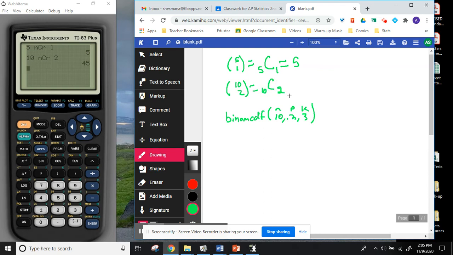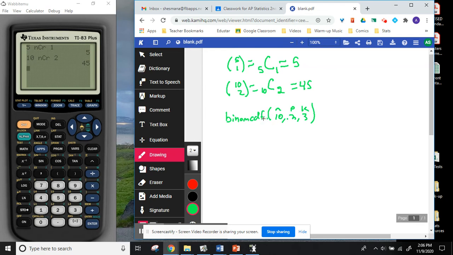So if there were 10 people in the class and I want to choose 2 of you, there are 45 different ways to choose 2 people from a 10-person class. That's what those answers mean. So if you're doing other problems by hand where it requires you to use the binomial probability formula, that's how you do the 5 choose 1, the 10 choose 2.